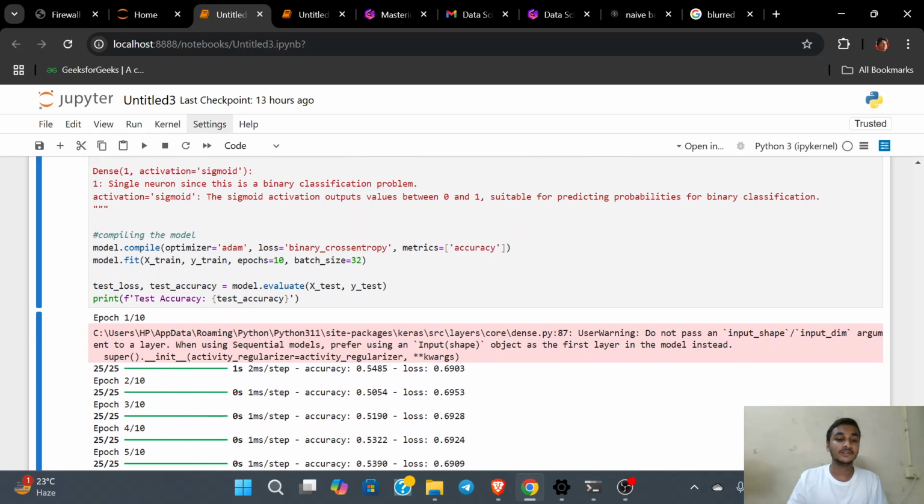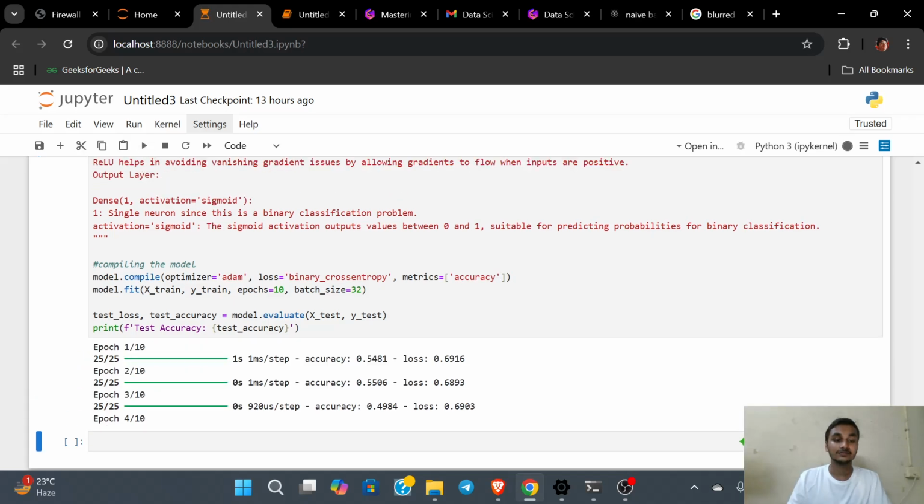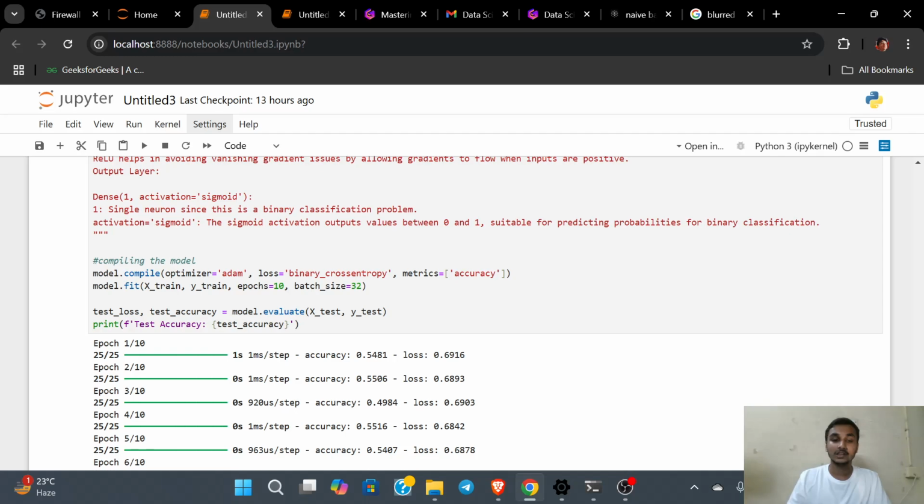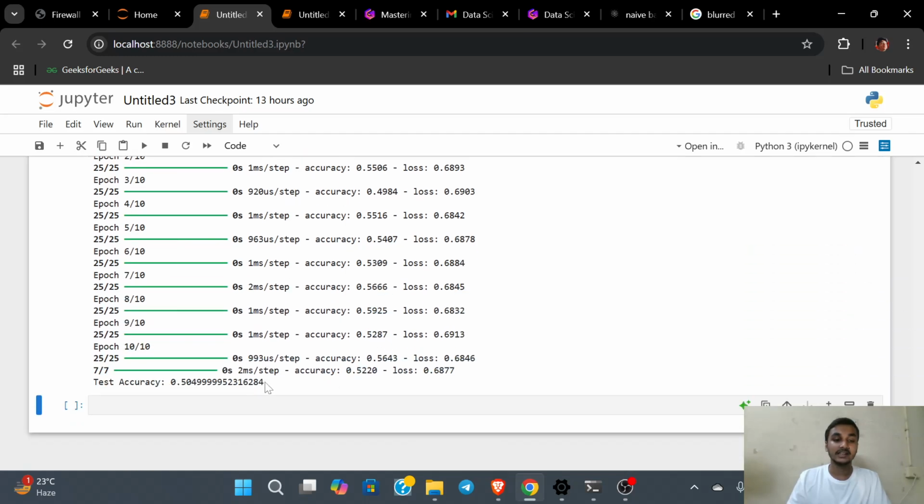Then we have compiled the model using optimizer equal to Adam and loss equal to binary cross entropy. And then we have trained the model by supplying it with train data, epochs equal to 10 and batch size equal to 32. And we have calculated the test accuracy. Now we have run it. Now you can see the output. We are getting test accuracy equal to 0.5.